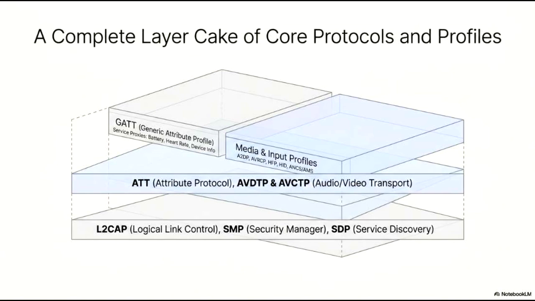At the top of the stack, the architecture diverges into 2 primary branches. On the left, GATT, the generic attribute profile, manages service proxies such as battery levels, heart rate monitoring, and general device information. On the right, the media and input profiles encompass specialized standards like A2DP for high-quality audio, HFP for hands-free communication, and HID for input devices. Together, these layers form a cohesive framework that enables the seamless interoperability and rich feature set of modern Bluetooth systems.